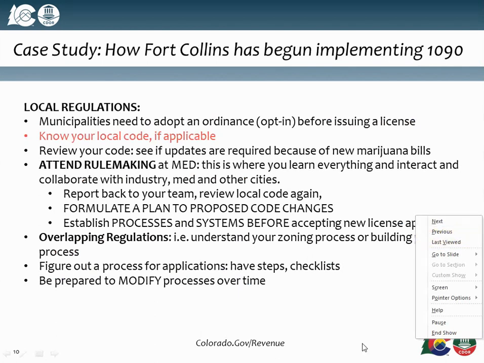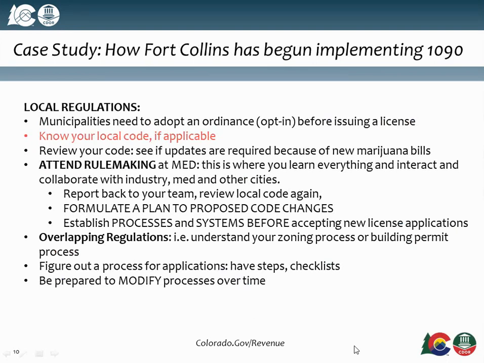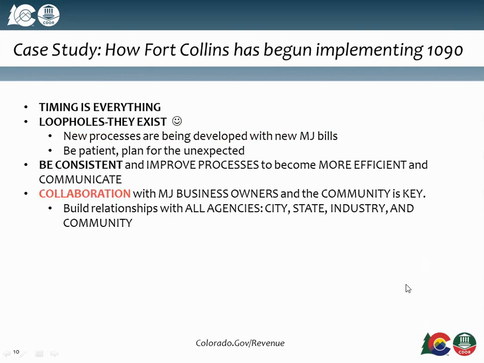Other tips and tricks that I'm going to point out for your team: timing is everything. I already spoke about that. I'll just recap again. The applicant has to follow a certain timeline with the Marijuana Enforcement Division, and then the local municipality has their own timing on processing applications, but we do have statute to make sure that we follow completing an application in a certain timeline. Loopholes. I put this up here because it's real. They really do exist. There's new processes that are being developed with new marijuana bills. And big tip, be patient and plan for the unexpected. Always have open lines of communication. The Marijuana Enforcement Division and the applicant are there to talk to you and answer questions. So communicate. Collaboration with everyone is key. Just build those relationships with all the agencies in your process.